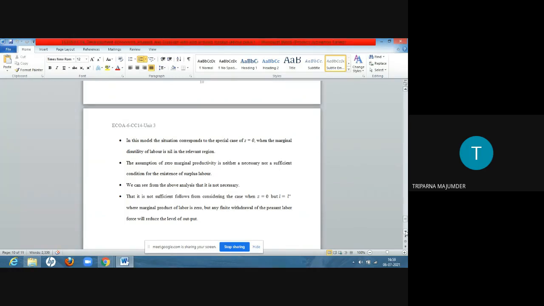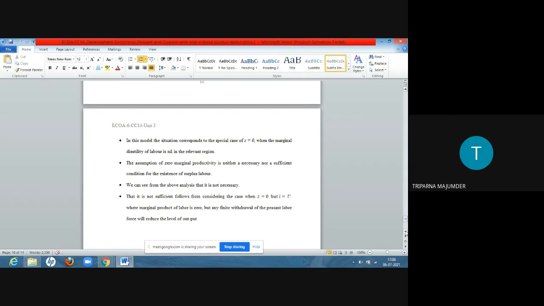Now coming to the sufficiency part. It is also not sufficient. That it is not sufficient follows from the condition that when Z is equal to 0 but L is equal to L star, at that point in time we do not have surplus labor. That is, when marginal product of labor is 0, but a finite withdrawal of peasant labor will reduce the level of output.